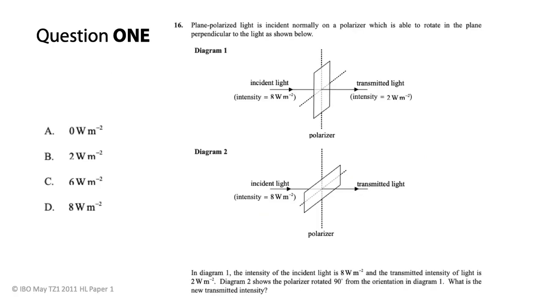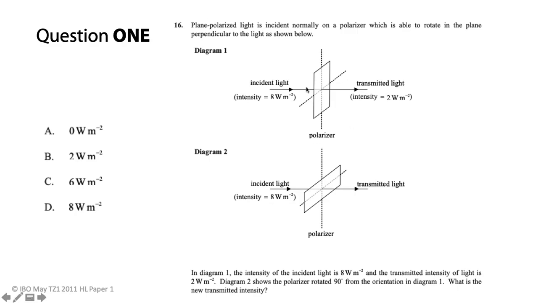Couple of questions. Here's one from 2011 that I quite like. It tells you there's incident light passing through a polarizer and that the transmitted light has an intensity of 2. So it's incident with an intensity of 8, transmitted with an intensity of 2. We then rotate the polarizer by 90 degrees. What's the intensity of the transmitted light?